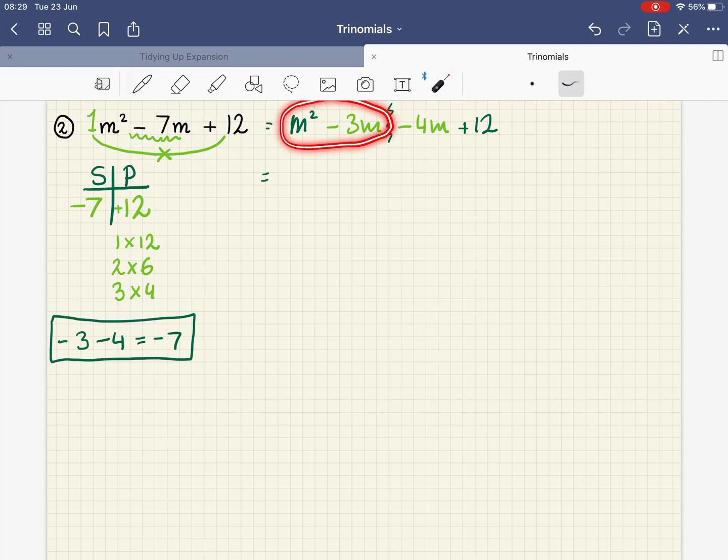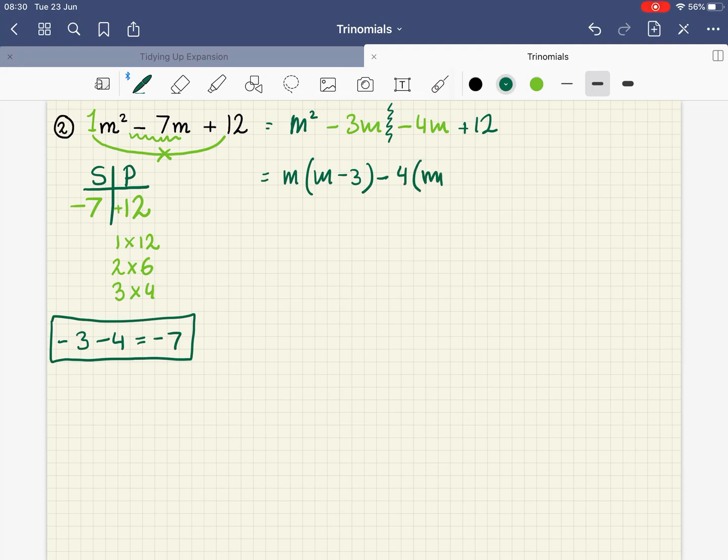Common factor on this first half. Highest one is m, and that'll be m minus 3. Because that's a minus here, I need a minus next. Highest common factor here is 4. Then I'm going to have m. And then remember, this is -4 times something to give me a +12. So because I'm going from a negative to a positive, that also needs to be negative because I need that double negative happening. So -3.